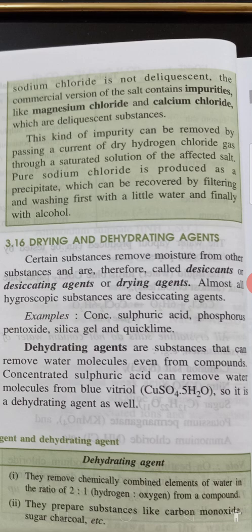This kind of impurity can be removed by passing a current of dry hydrogen chloride gas through a saturated solution of the affected salt. And children, dry hydrogen chloride gas is a very good absorber of moisture. It has high affinity for moisture, so it absorbs moisture. And pure sodium chloride is produced as a precipitate, which can be recovered by filtering and washing, first with a little water and finally with alcohol. So children, these three types of salt you must know: efflorescent, hygroscopic, and deliquescent.